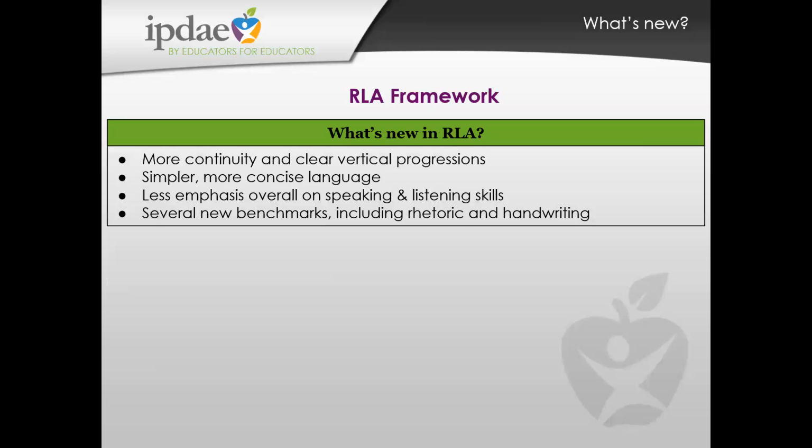What's going to feel new and different about the framework a little bit? In addition to some of the organization and terminology that we already went over, what you'll also see is that there's clearer continuity and vertical progression. So that exists in the framework itself, and then you'll see that reflected really nicely in the matrix itself. There's also simpler and more concise language, which again, you'll see in the matrix. It kind of helps us think about that simpler and more concise language also supports us in being able to better understand those vertical progressions. As I mentioned earlier, there is less emphasis overall on speaking and listening skills. They are not included in their own separate strand.